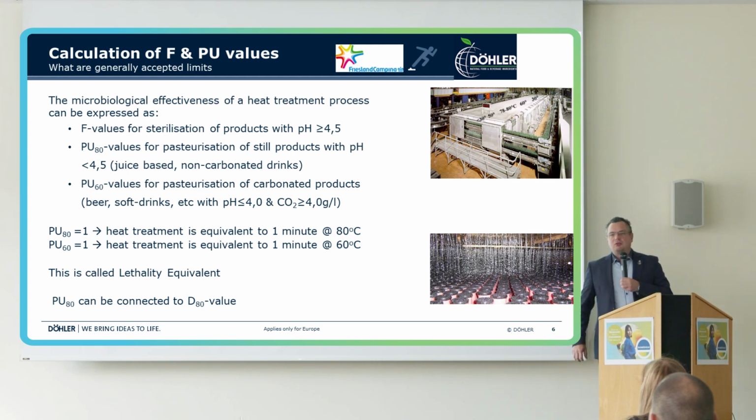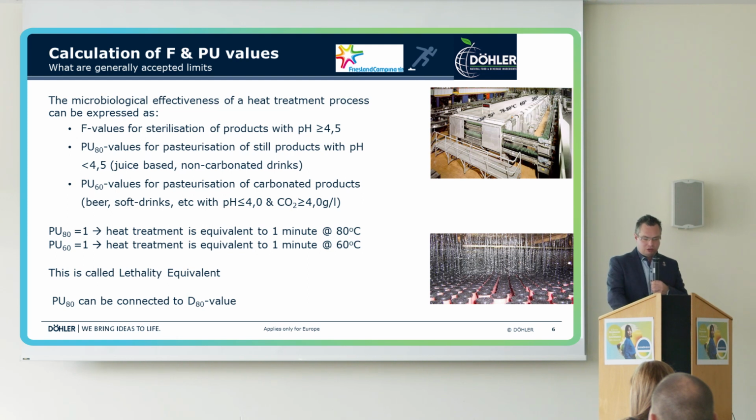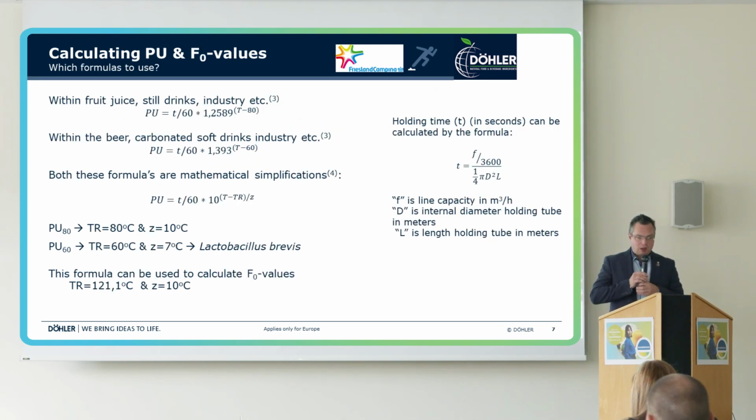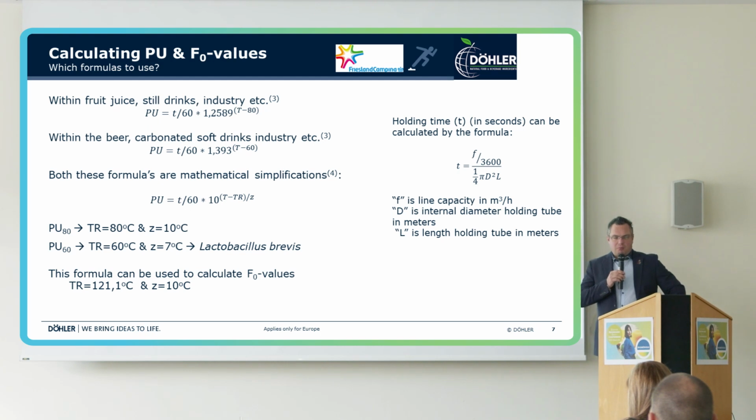To determine the specific production process for every organism that you want, it's too much work. So we can simplify it by using reference microorganisms. Microbiological effectiveness of a heat treatment basically comes in three flavors for the juice industry. You have the F values for sterilization of pH neutral products, and in this case, as a microbiologist, I would say pH neutral is equal or larger than 4.5, even though it's quite acidic.